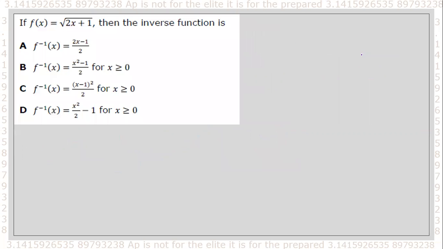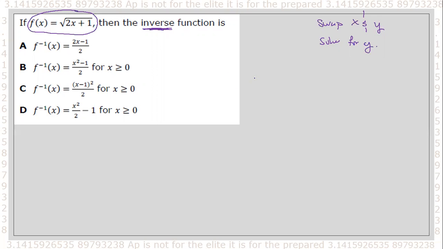Okay, let's go ahead and try one more. When finding the inverse, we go ahead and swap our x's with our y's, and we go ahead and solve for y. Okay, so go ahead and pause the video and give this a try.